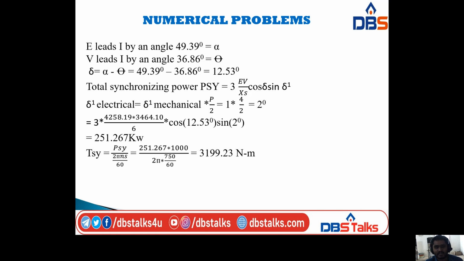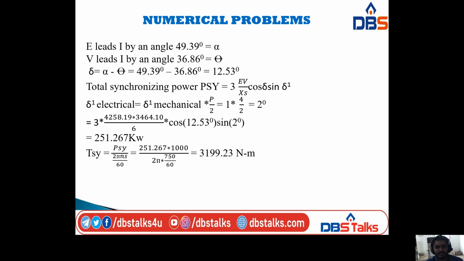Using all these values we calculate the synchronizing power, P suffix sy, equal to 3 into E into V by XS into cos delta into sin delta dash. We already know delta, and we have to calculate delta dash, where delta dash electrical is equal to P by 2 into delta dash mechanical. In the problem the number of poles is 4, so substitute 4 by 2 into delta dash mechanical. I am taking only degrees, where the mechanical delta is 1 degree, so 1 degree into 4 by 2 gives a total of 2 degrees.